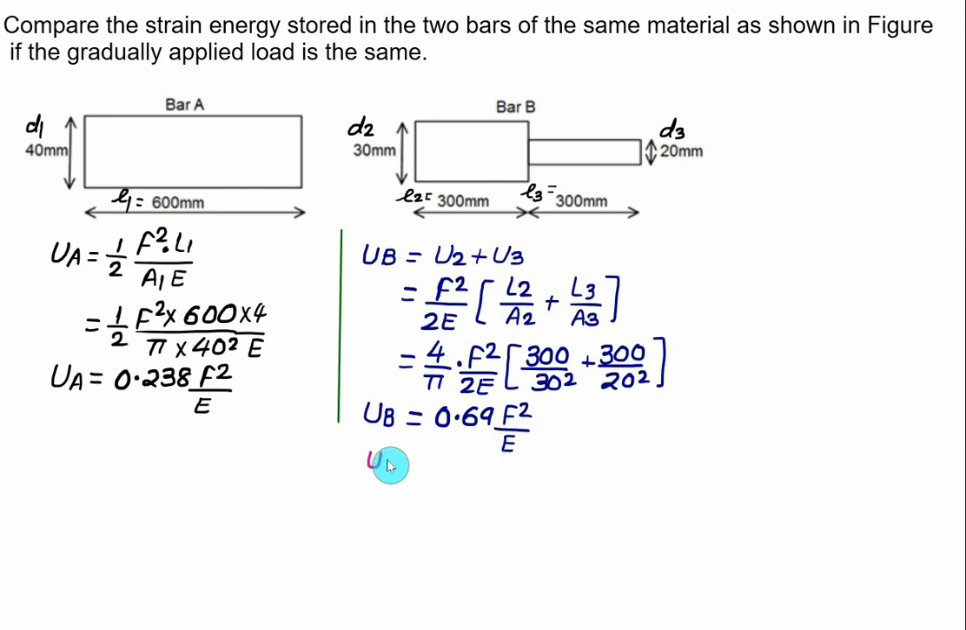So your ratio will be equal to UB divided by UA is equal to, F square by E gets cancelled on both sides, we have 0.69 divided by 0.238. So this ratio is close to 2.897.